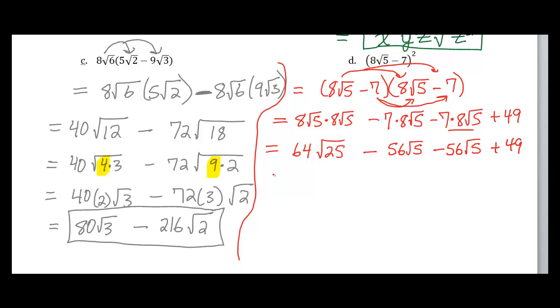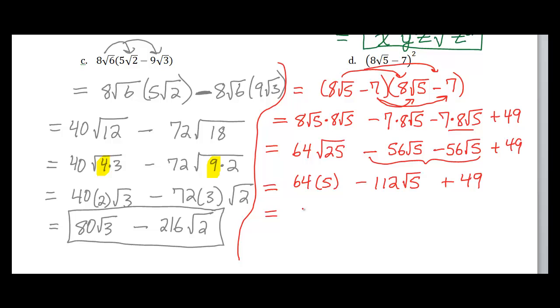Of course, we can simplify that even further. 25, if I take the square root of that, I get 5. All right, so that's going to be 64 times 5. These two are like terms, so if I combine those, negative 56 plus the negative 56 is a negative 112 square roots of 5 plus 49.